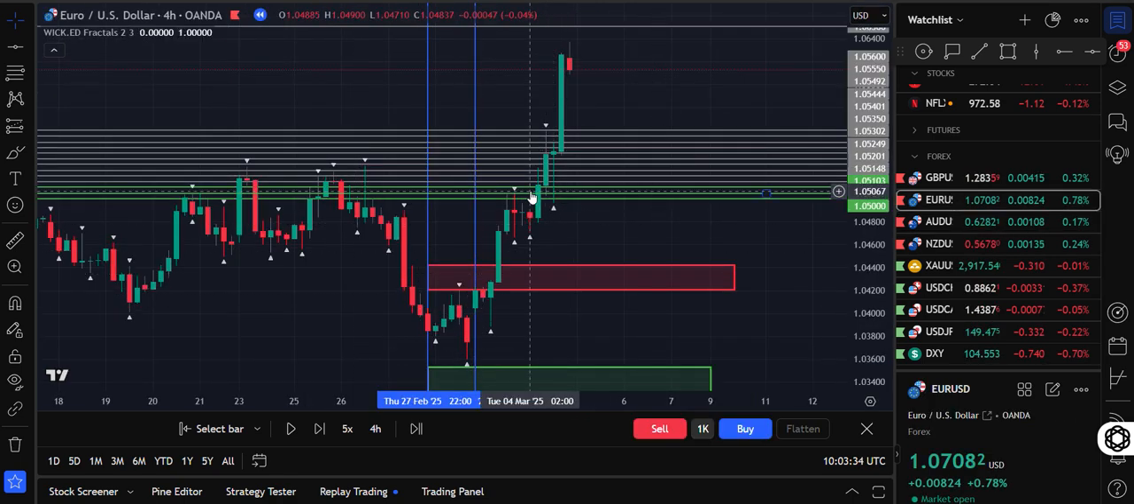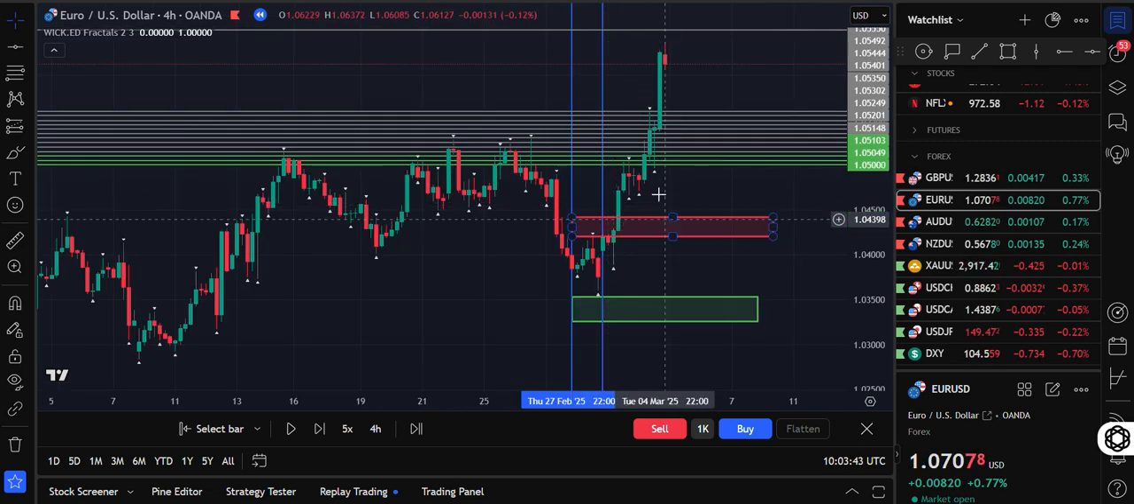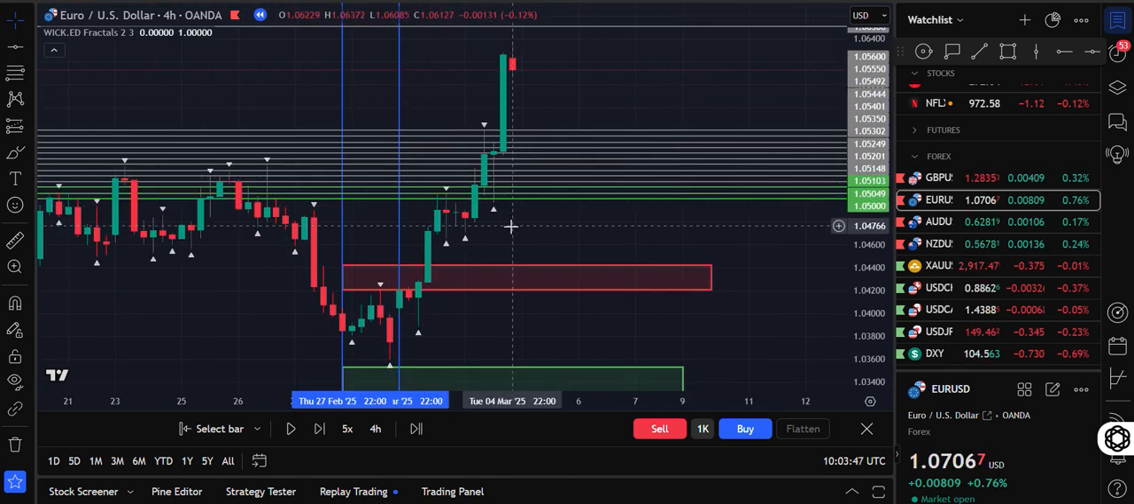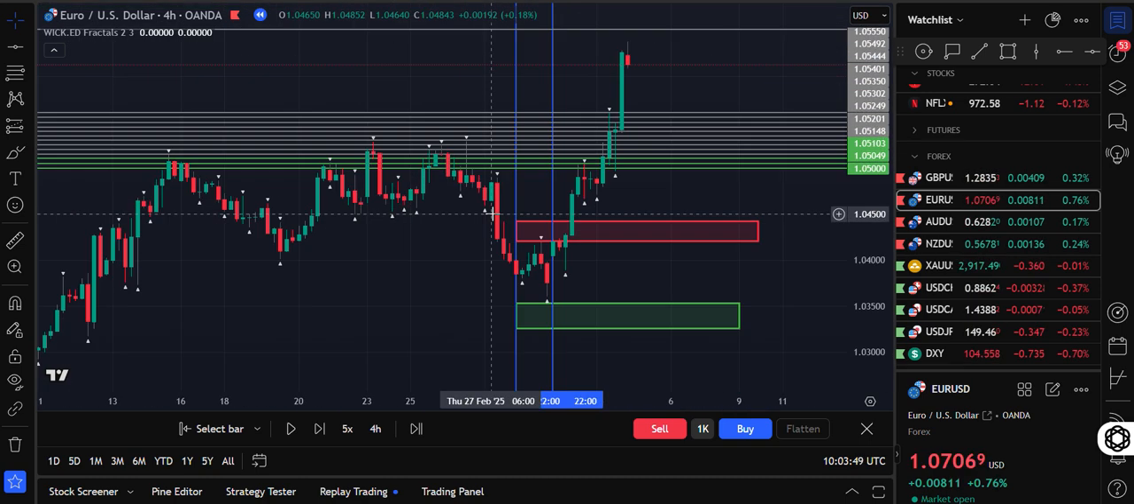Euro, so this is where we closed here, this is where we opened. We have just made a huge push. Now this is easy to read, we're clearly going up. It's quite difficult for entries because there's just such clean breaks.